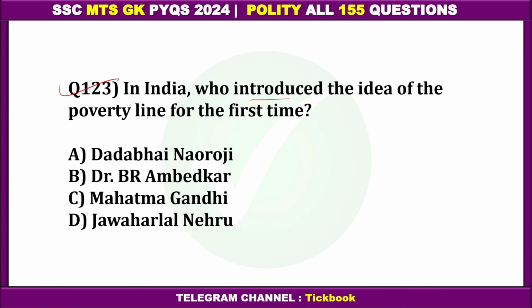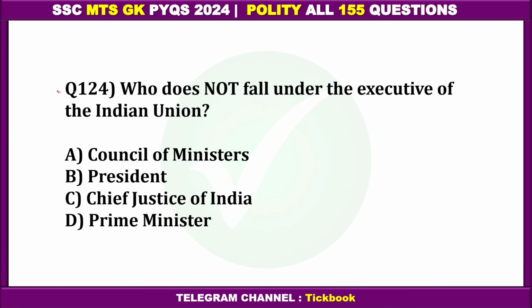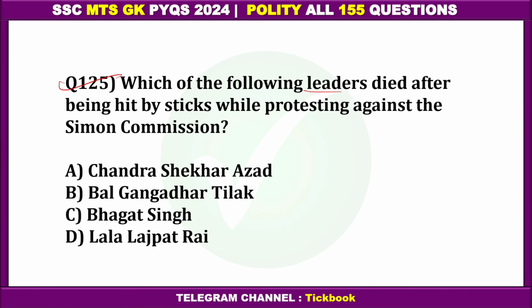123. In India, who introduced the idea of poverty line for the first time? Option number A. Dadabhai Naoroji. 124. Who does not fall under the executive of the Indian Union? Option number C. Chief Justice of India. 125. Which of the following leaders died after being hit by sticks while protesting against the Simon Commission?